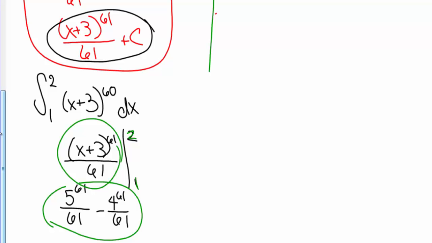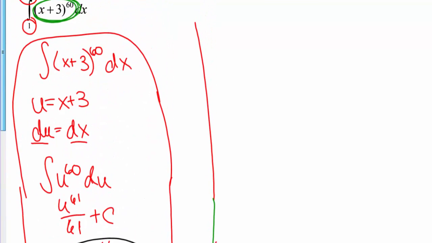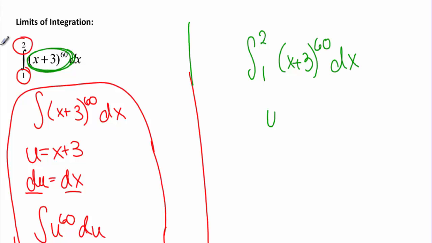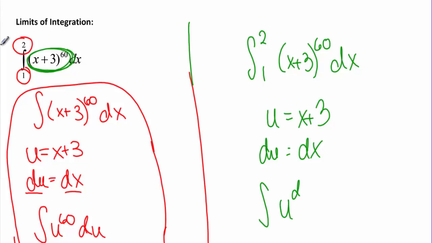All right, the second way is to say, I want to convert everything. So I want to go the integral from 1 to 2, (x plus 3) to the 60th dx. I still want to make u equals x plus 3. I want to make du dx, because I'm taking the derivative of x plus 3. And now I have an integral of u to the 60th du. But now I'm doing something different, because now I'm not doing the general antiderivative. I'm doing the specific antiderivative from 1 to 2.